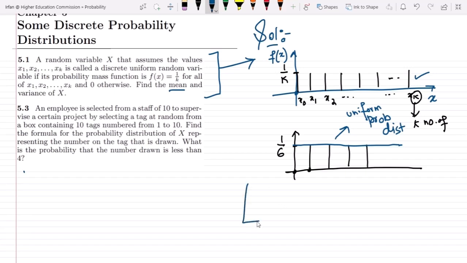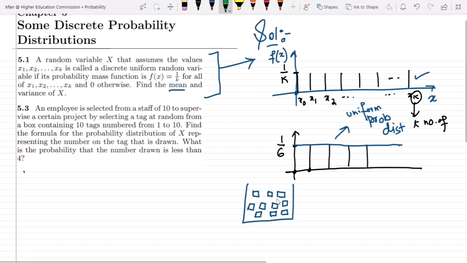Okay, so we have a box in which we have some tags. Let me represent them with similar tags which are numbered from 1 to 10: 1, 2, 3, 4, 5, 6, 7, 8, 9, 10. Same size and same tags, and on each one we have a number. So 1, 2, 3, 4, 5, 6, 7, 8, 9, and here on it we have 10.